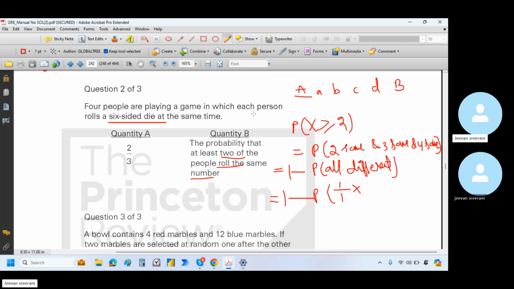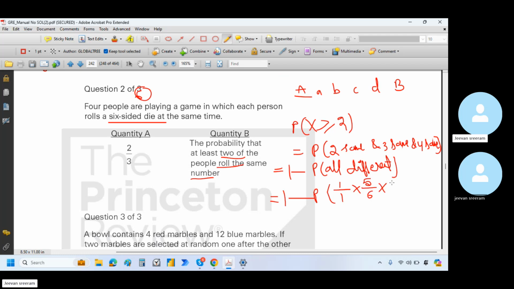So the total number of outcomes is going to be 6. A 6-sided die means there will be 6 outcomes. 1 was already gained by the first person, so the remaining outcomes that can be gained by the second person are 5. 5 out of 6 total outcomes.